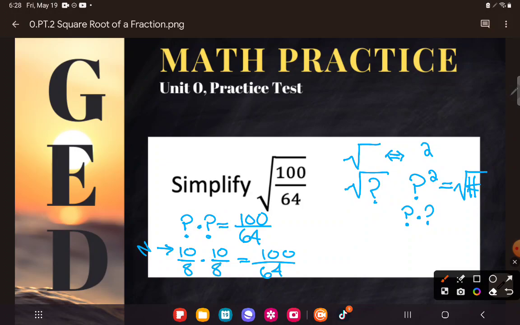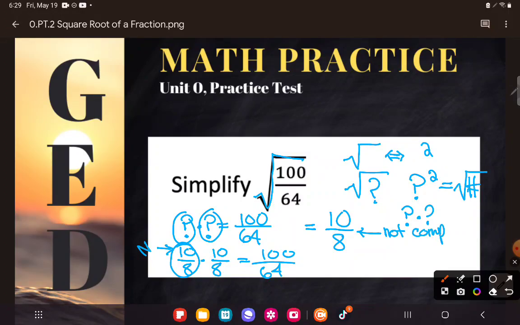So if I ask myself, what number times itself equals 100 over 64, well, that number is 10 over 8. So I just dealt with the square root. Okay, that simplified when I took the square root to 10 over 8. Now, this is beautiful. This is true. This is fabulous, but you won't likely find this answer in the multiple choice answers on the GED. Why? Because it is not completely simplified.